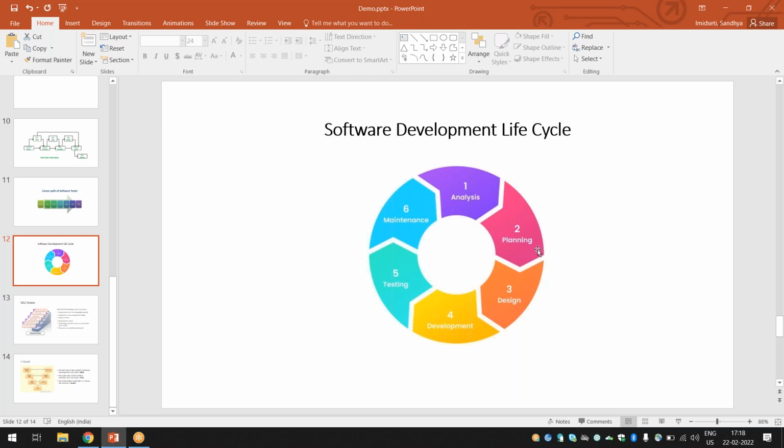So that is the reason it is highly recommended to involve our testing team from the very first initial phase of the software development life cycle. This is how it will be.